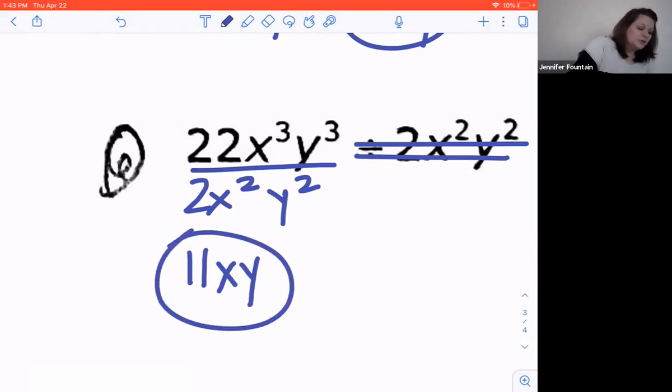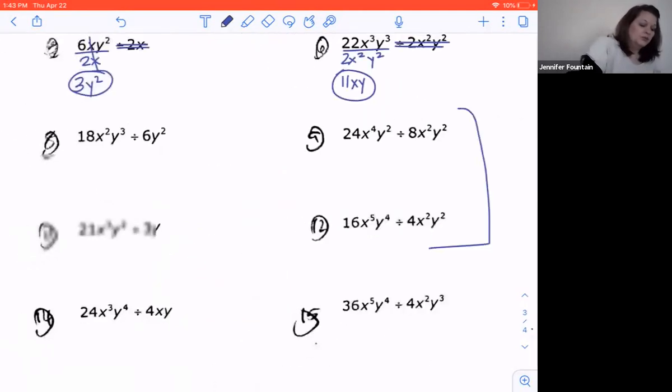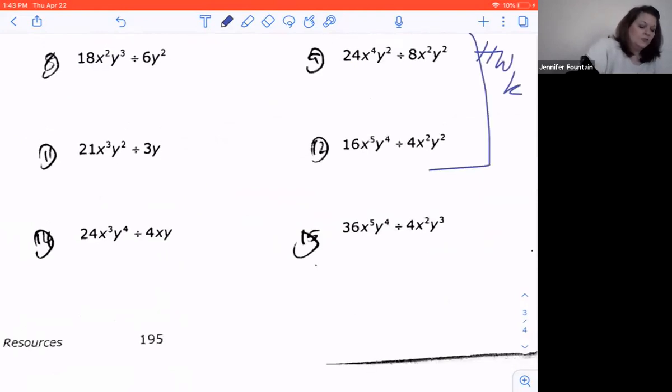Okay, so on division, do the next 2 rows as homework, and we'll have the last row as bonus.